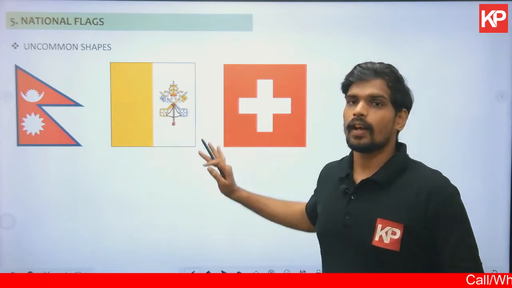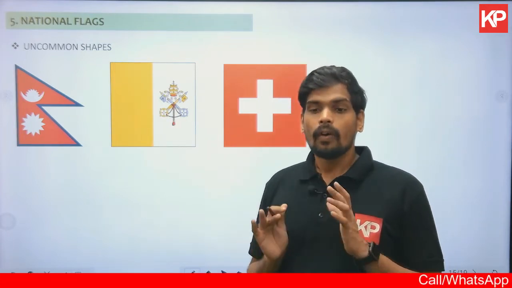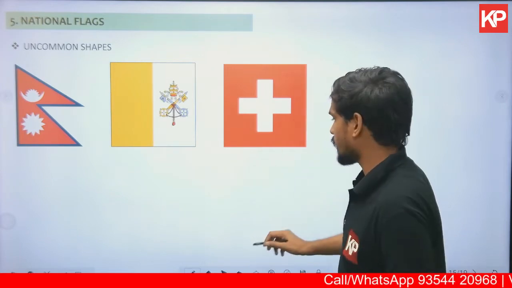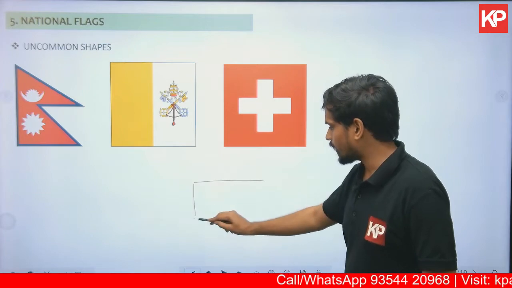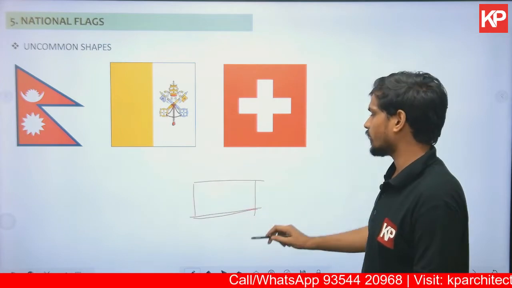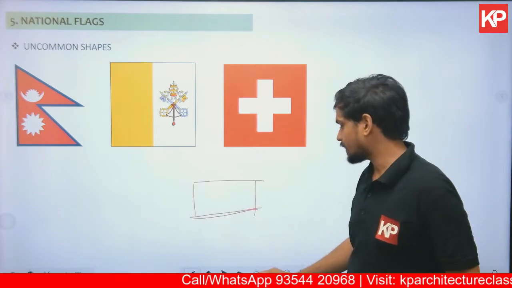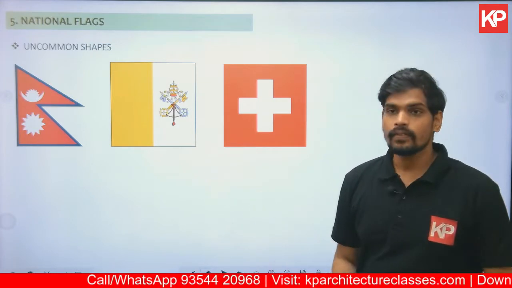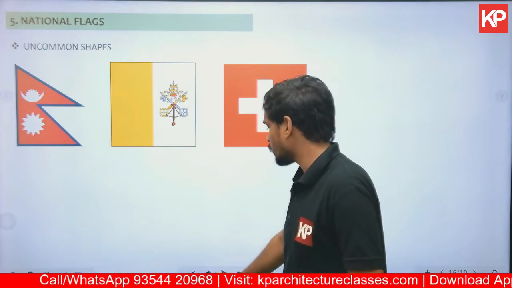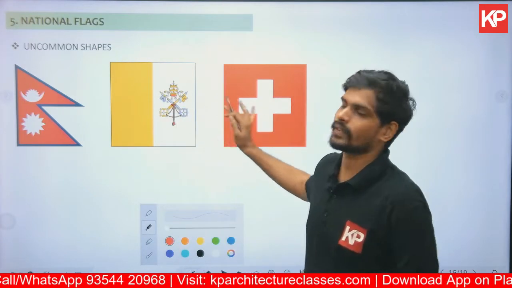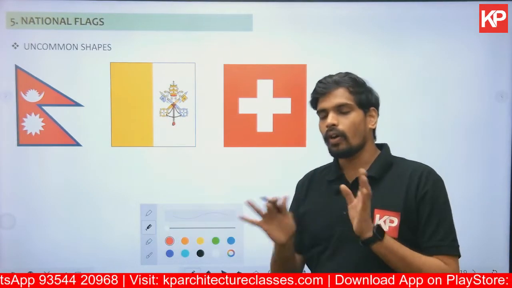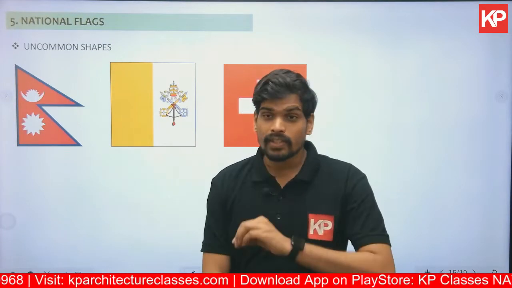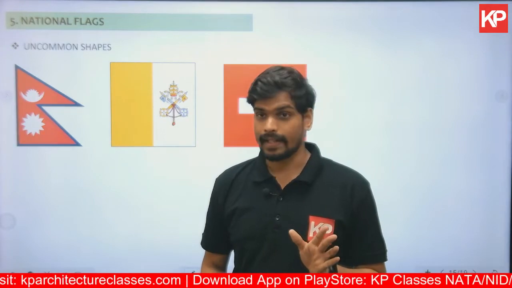Firstly, three uncommon shapes. Of the 200 flags of the world, almost all flags are rectangular in shape with a different length and breadth. The ratio can be different. Each flag has a different ratio of length and width, but there are three flags in the world, in all the countries, which are not a rectangle. Technically a square also is a rectangle, but of all the countries there are two flags which are square in shape and only one flag which is neither a square nor a rectangle.